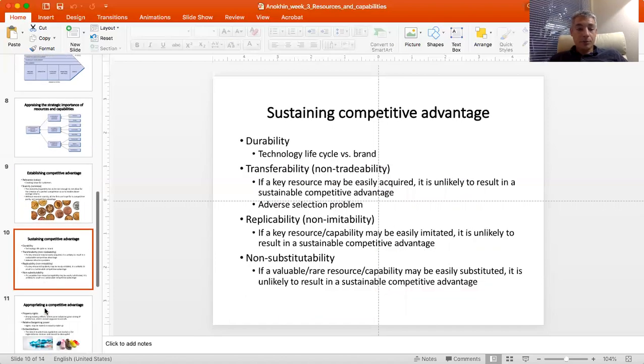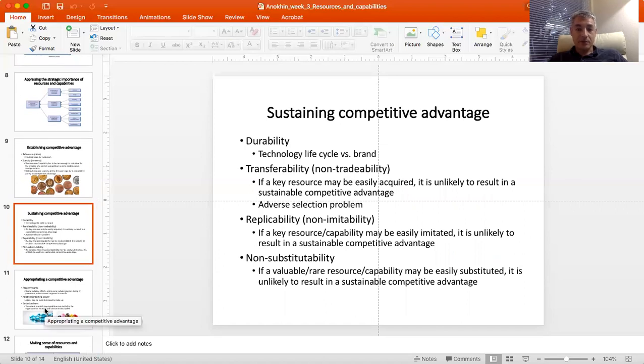The bigger issue, perhaps, is sustaining competitive advantage, right? So once you've developed this advantage and once you get above average returns, what's the likelihood that you will be able to continue doing so into the future? There are several things that come into play here. First of all, it has to be durable, right?